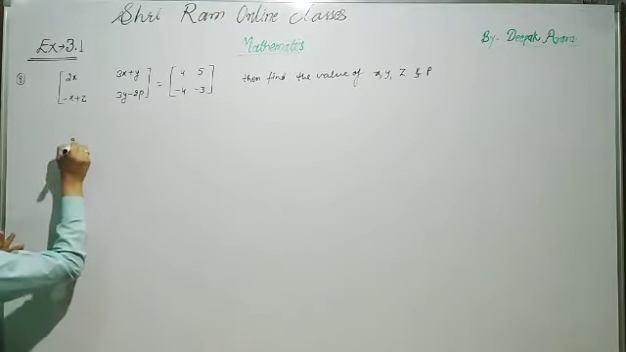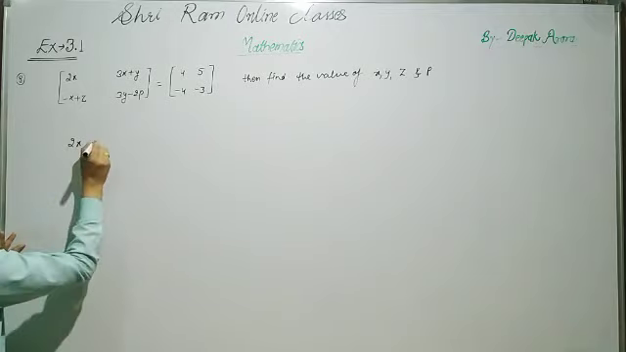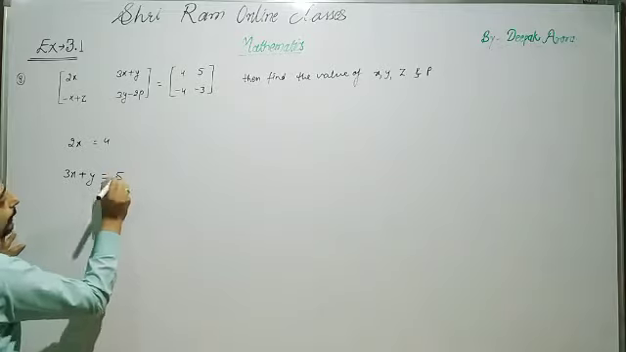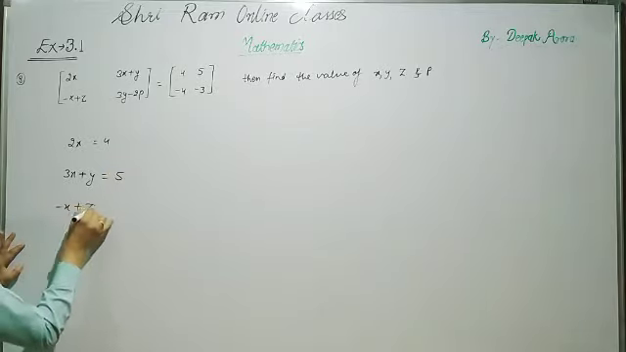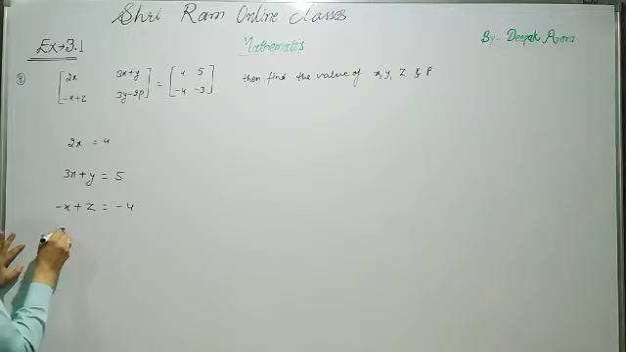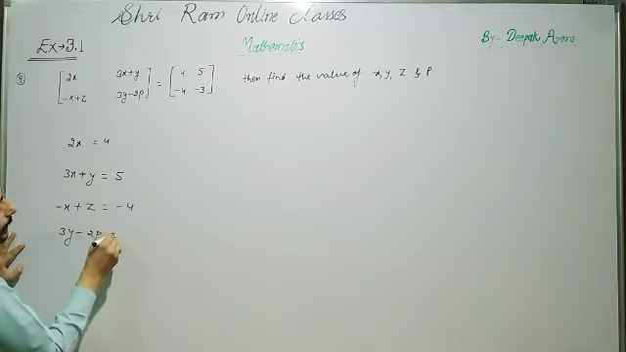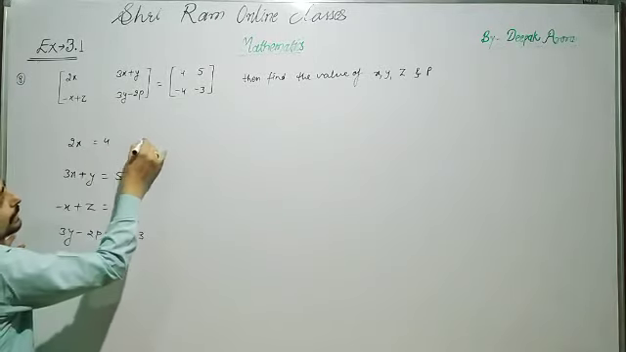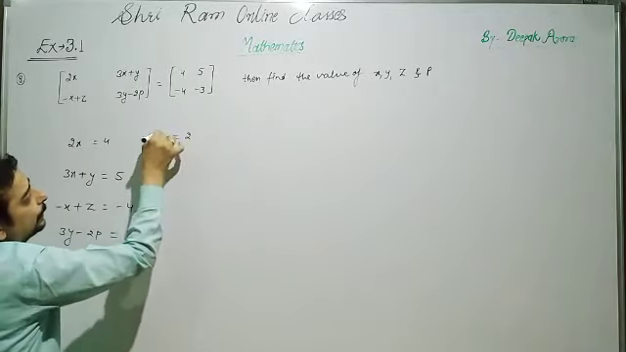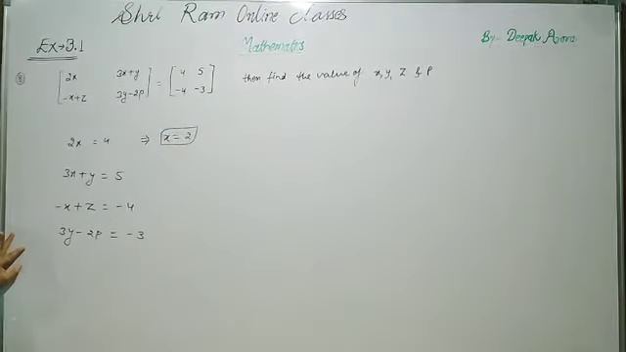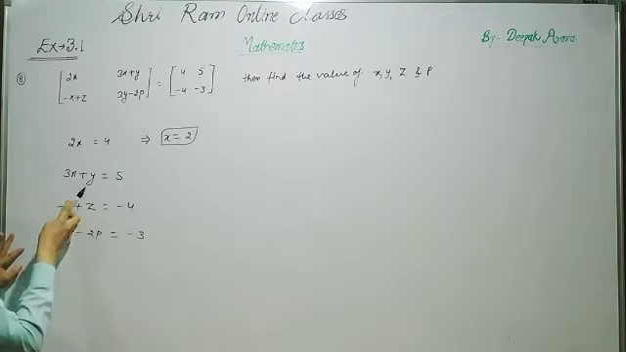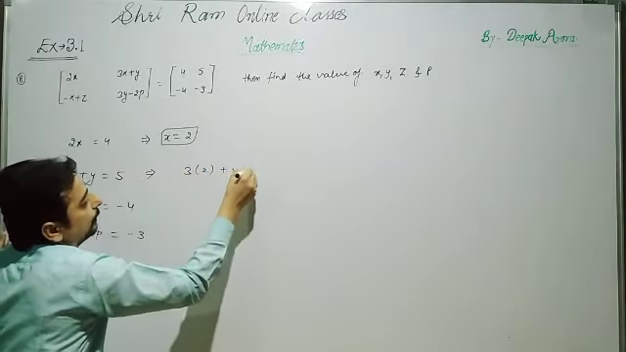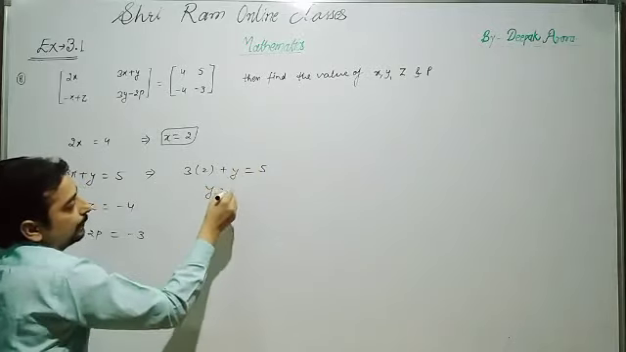Similarly, the first element of the first row, 2x, is equal to 4, and the second value, 3x plus y, is equal to 5, and the third, minus x plus z, is equal to minus 4, and the last one, 3y minus 2p, is equal to minus 3. From the first equation we find the value of x, which is 2. Using the second equation, 3 times 2 plus y is equal to 5, then the y value is minus 1.